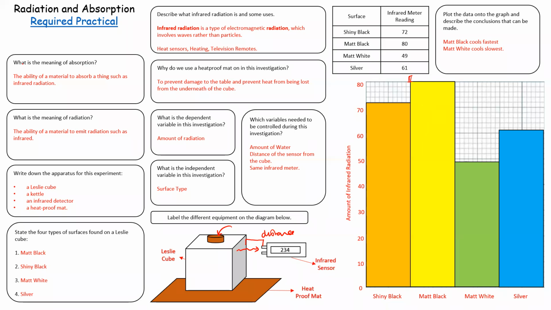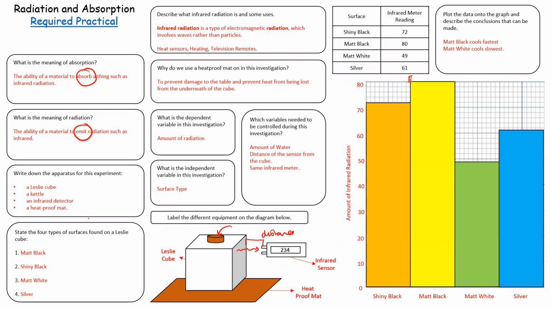Let's look at the critical bit. So what is the meaning of absorption? It's the ability of a material to absorb a thing such as infrared radiation. Radiation is emitting. So these are the keywords here. That's what you're measuring here, how much heat, or how much heat radiation, is given off.